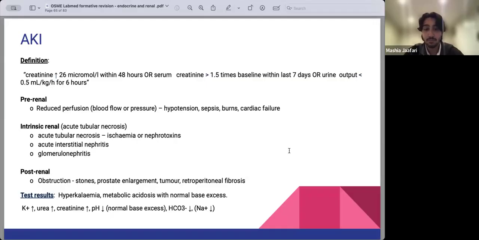In terms of the test results, the things you should know are that AKI will cause a rise in your potassium, because remember, kidneys are important for getting rid of excess potassium, and it'll cause a metabolic acidosis because, again, the kidneys are important for getting rid of excess acid.